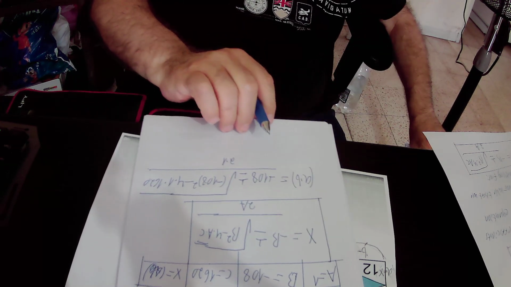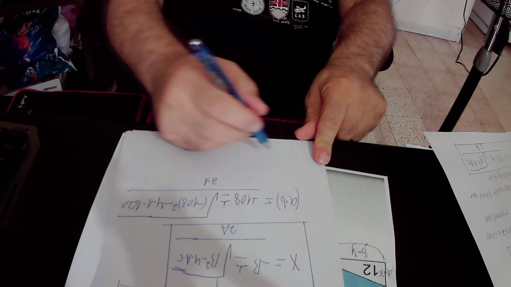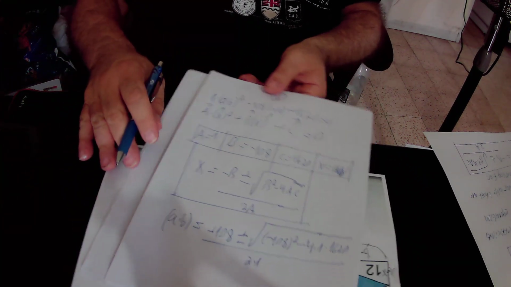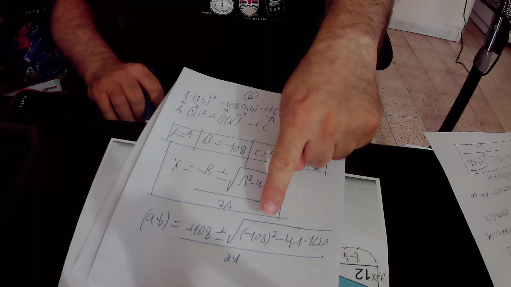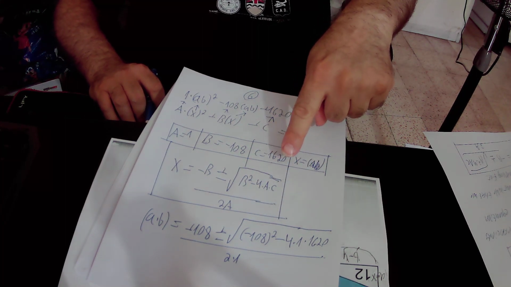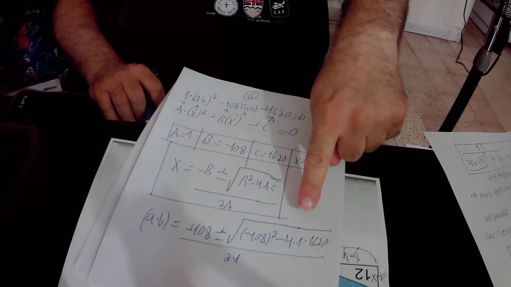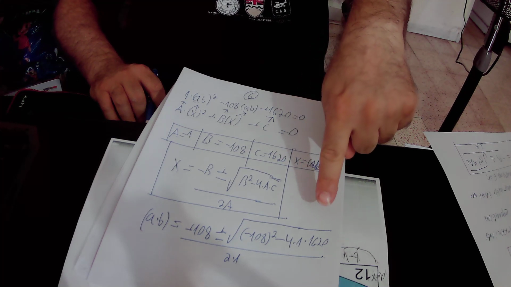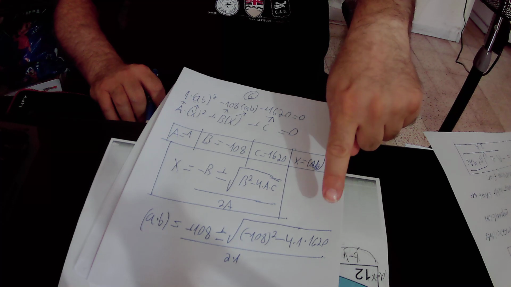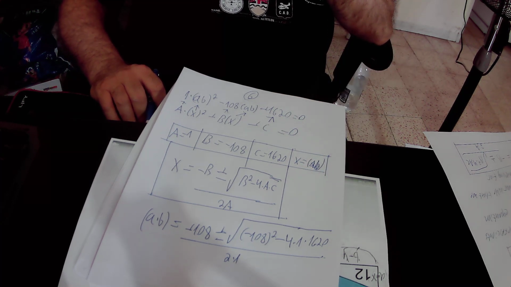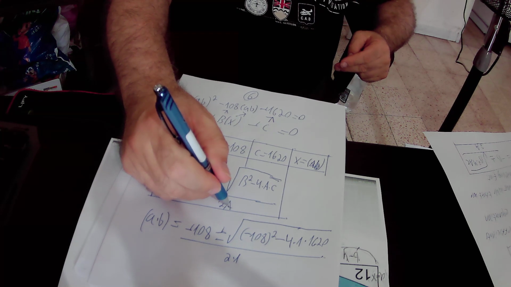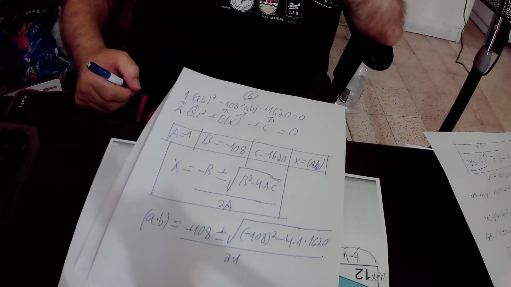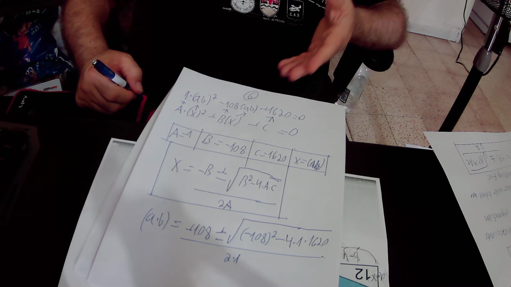Okay, so here you can see again b squared, b equals negative 108, so b squared is negative 108 squared, and minus 4 times a equals 1, so it is minus 4 times 1 times c, and c equals 1620, so it is 4 times 1 times 1620, all divided by 2a, and a equals 1, so 2a is 2 times 1. Now we do the calculations.